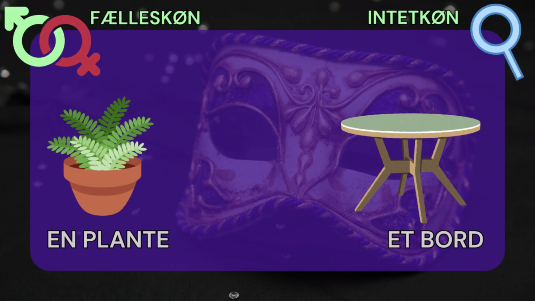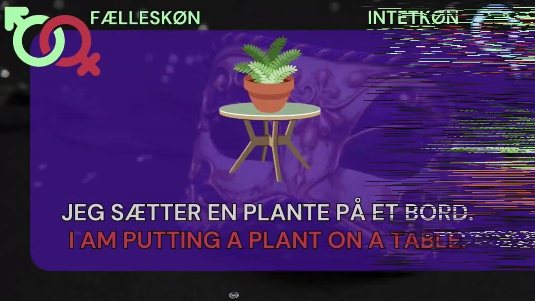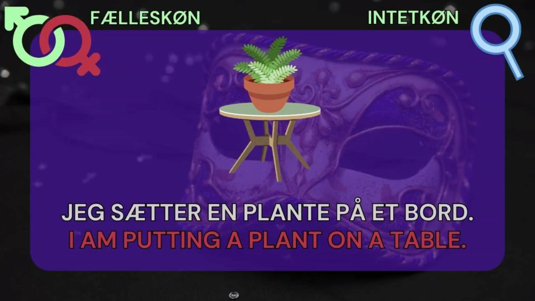So you can use some compound words to gather several words into one of the two categories. Watch closely as these articles give nouns their gender identity, turning them into linguistic superstars. It's like a backstage transformation that leaves you in awe. Jeg sætter en plante på et bord.